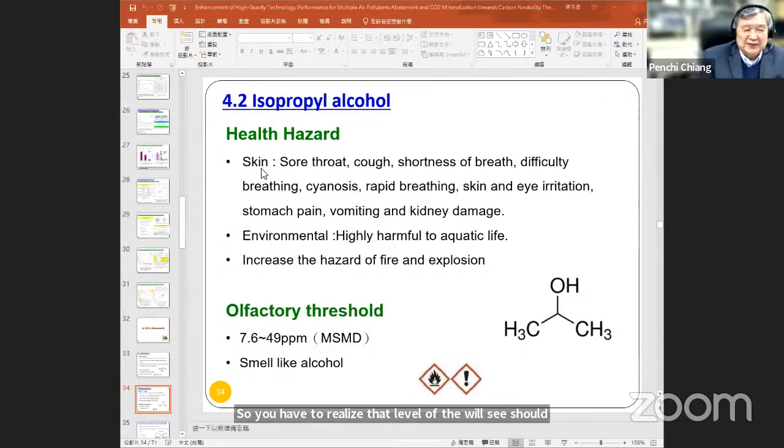Then the second typical VOC is called IPA, isopropyl alcohol.